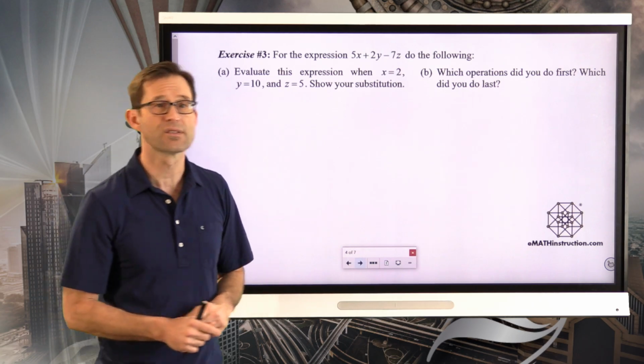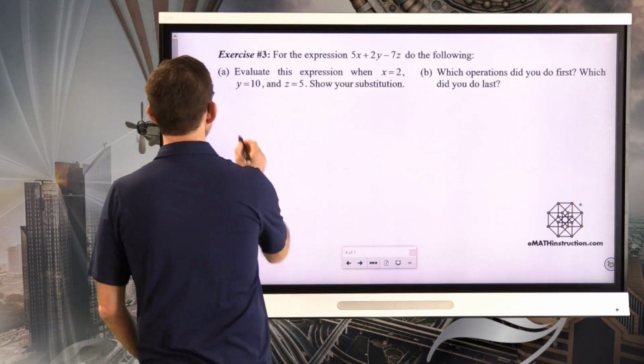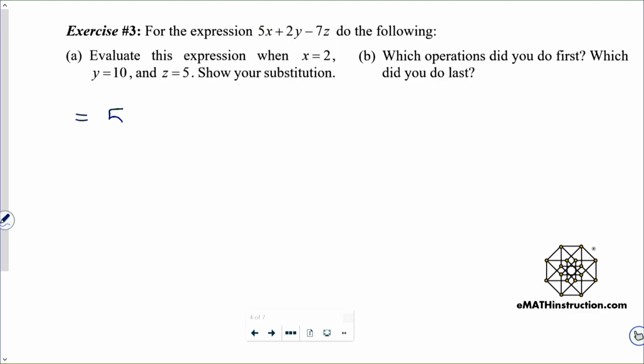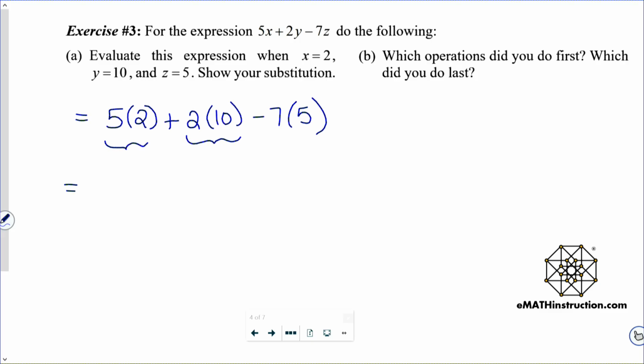All right, well, let's take a look. So, simple enough, right? Same thing as before. We're going to put 2 in for x. We're going to put 10 in for y. And we're going to put 5 in for z. Now, our order of operations says we have to do these products. 5 times 2 is 10. 2 times 10 is 20. 7 times 5 is 35.